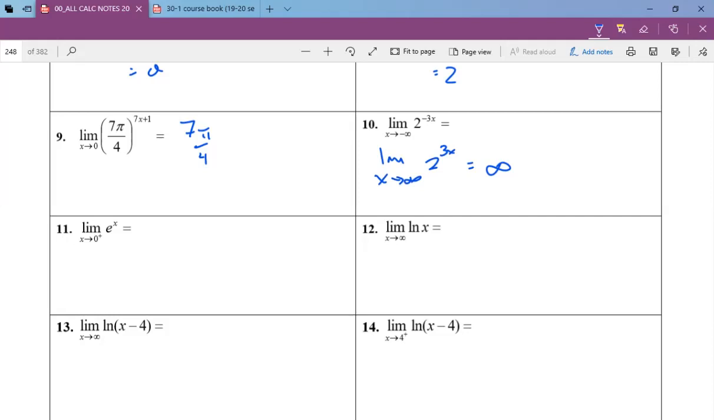Number 11. The limit of e to the x when x goes to 0 from above. When x goes to 0 from the right, that means we're dealing with numbers like 0.01, and this will just be equal to 1.